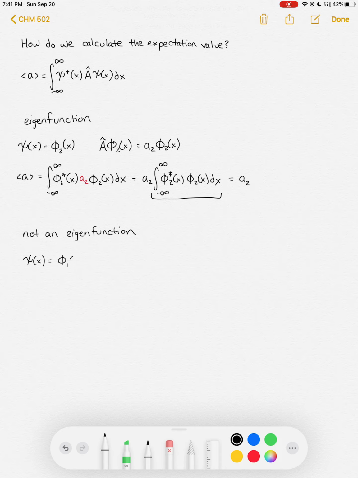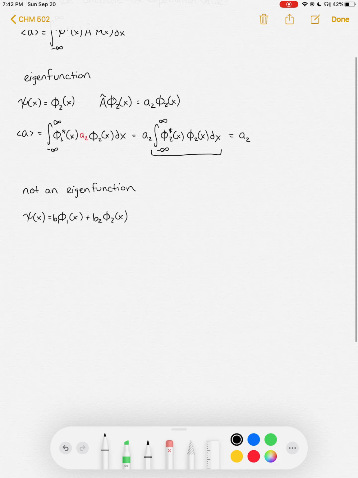Let's assume that our wave function is equal to b1 phi1 plus b2 phi2, where phi1 and phi2 are eigenfunctions of our operator A, and b1 and b2 are constants that determine how often phi1 and phi2 would be measured, or how much our wave function looks like phi1 and phi2. Now we can evaluate the integral just like we've done before. At first, it's going to look a little bit messy, but it will simplify out in the end.